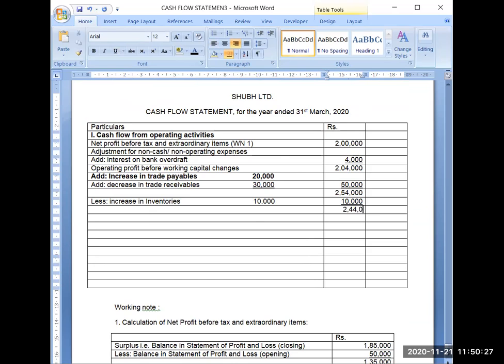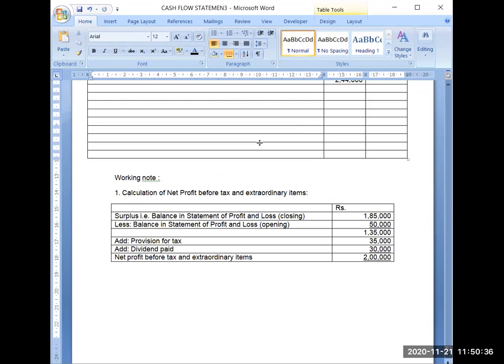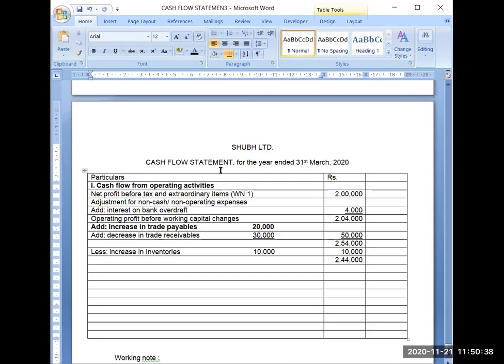So this way we have completed the first three steps of the cash flow statement. We have calculated the net profit before tax in the working note. Then second, we have completed the adjustment for non-cash and non-operating expenses and incomes, and we have found the operating profit before working capital changes. Then we have added the increase or decrease in current assets and current liabilities. This is step three.